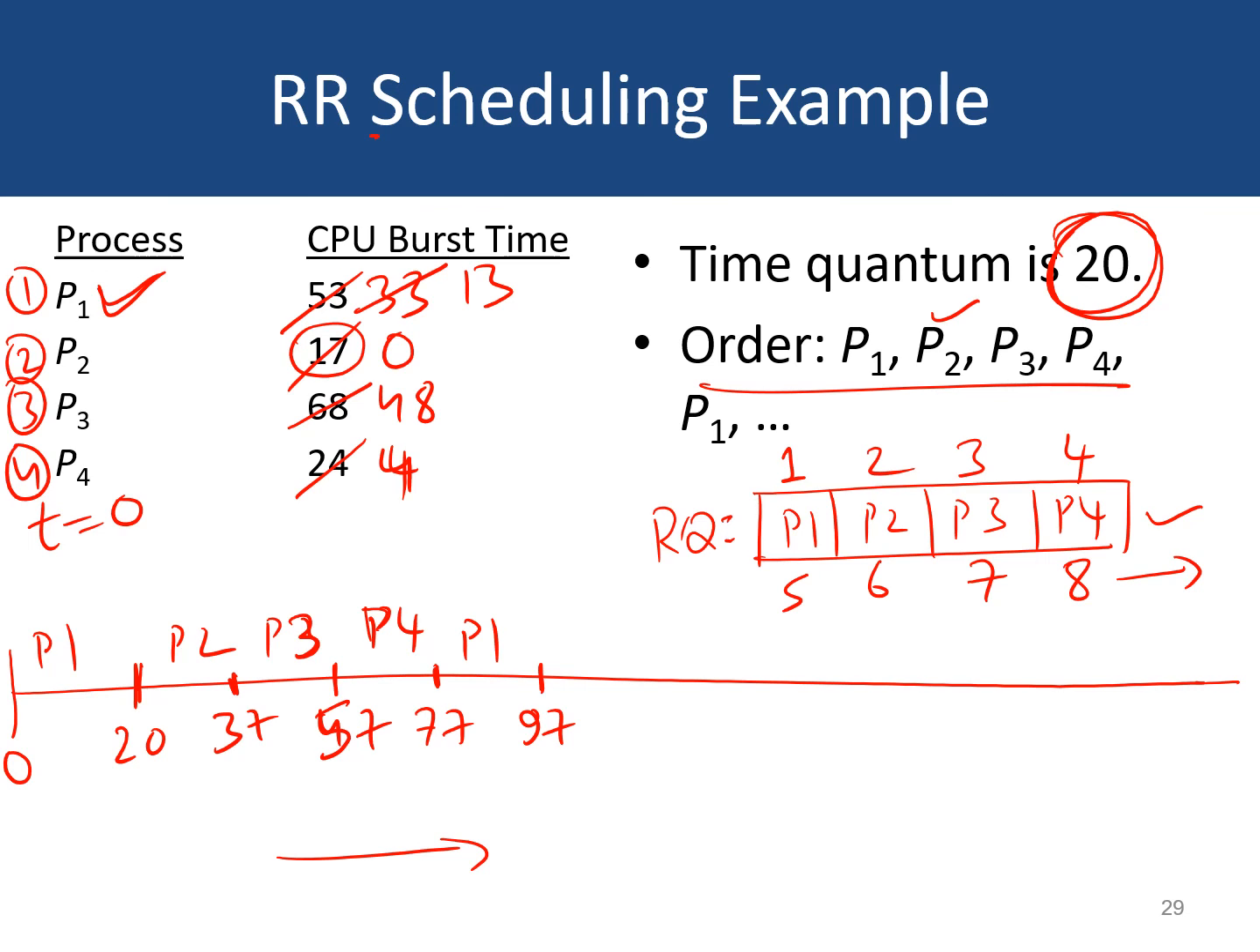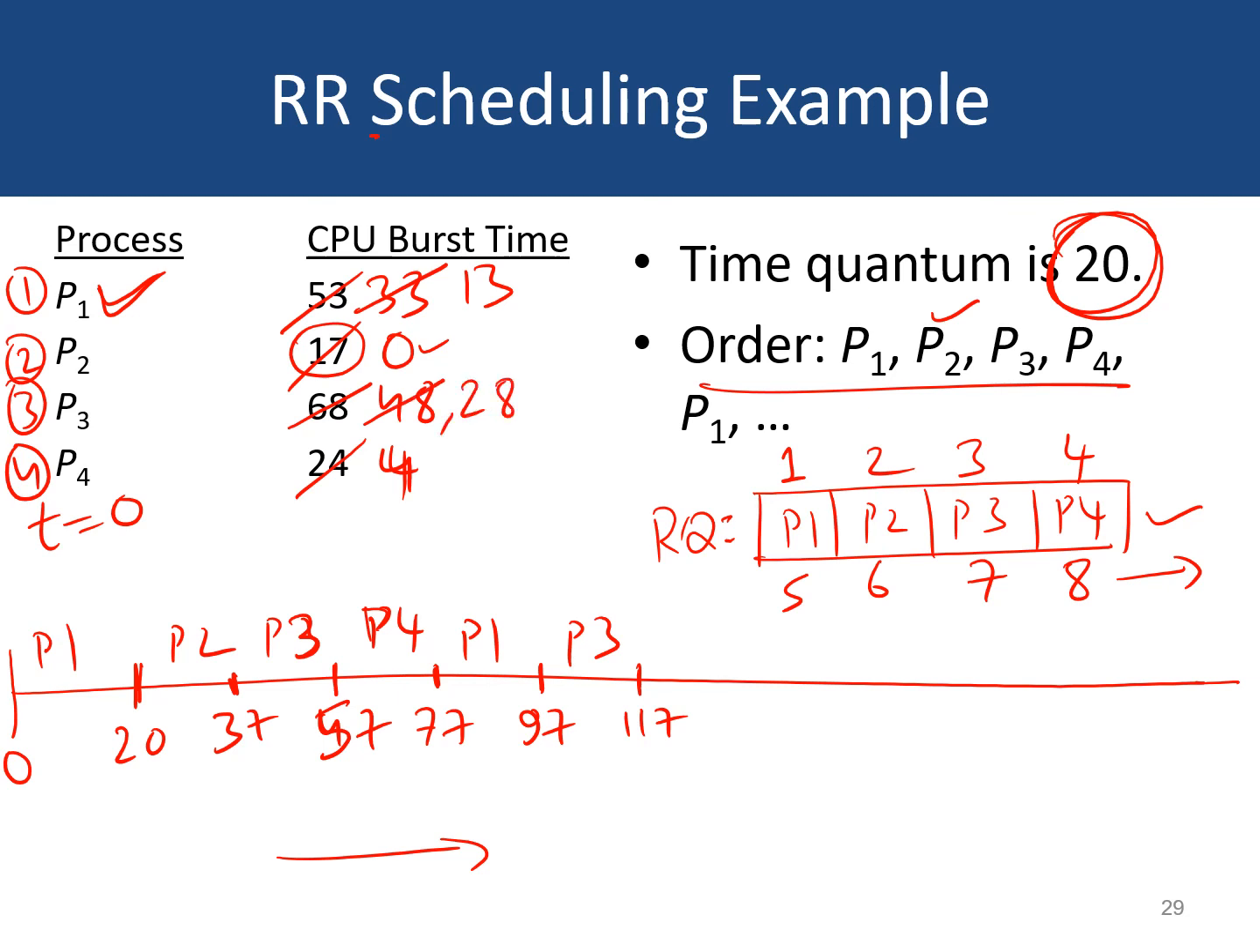After P1, P2 has already terminated, so no need to schedule P2. We can move on directly to P3. P3 will be scheduled again for 20 milliseconds, so this will run from 97 to 117. At the end of this second time quantum for P3, it will have 48 minus 20, 28 milliseconds remaining.